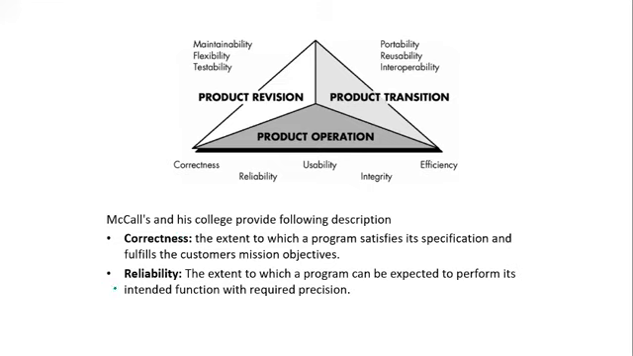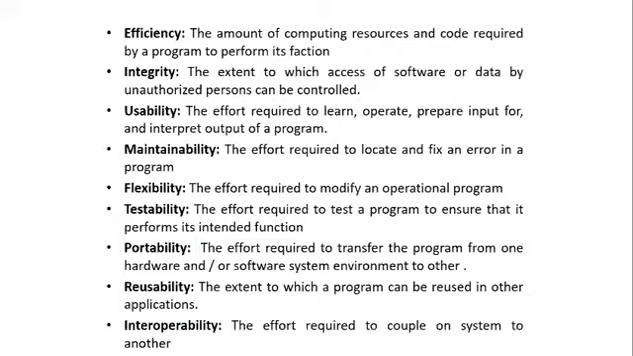Then the next is reliability. Reliability is how much you can rely on the software. How do you get to know that the software is giving you accurate results? What is the precision with which the software is computing the output? Then you've got efficiency. Efficiency is how efficient the software is, that is, the amount of computing resources and code required by a program to perform its function.